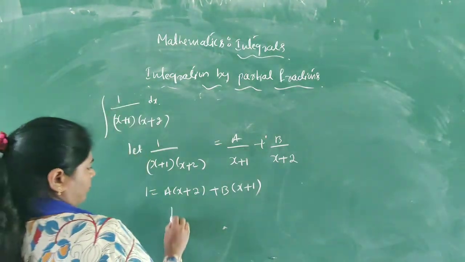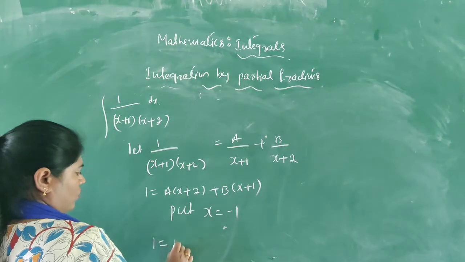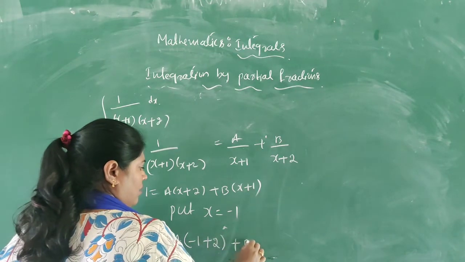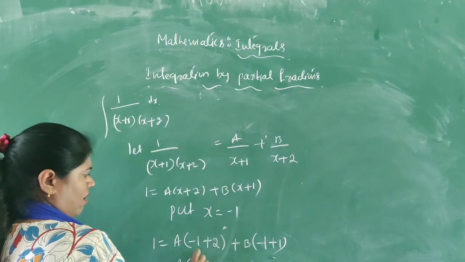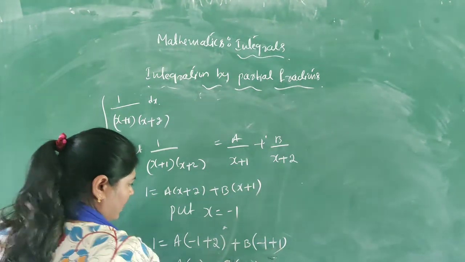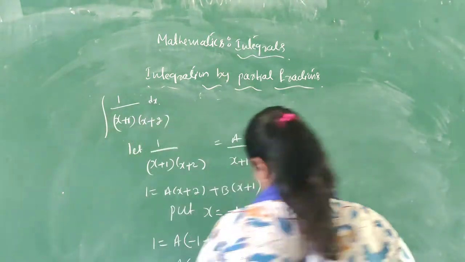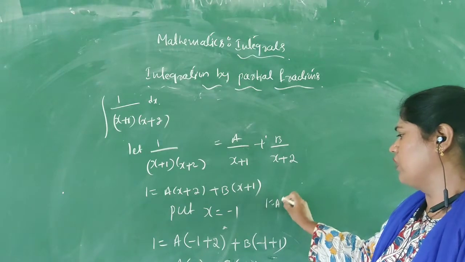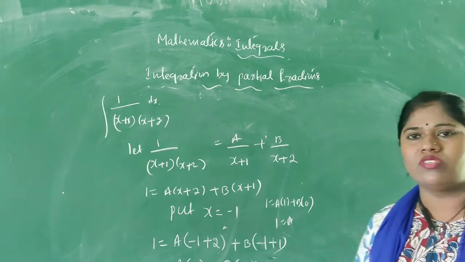So put x is equal to minus 1. 1 is equal to a of (minus 1 plus 2) plus b of (minus 1 plus 1). So 1 is equal to a of 1 plus b of 0. So we got a is equal to 1. What is the value of a we got? a is equal to 1. By this we got 1 is equal to a, so a is equal to 1.